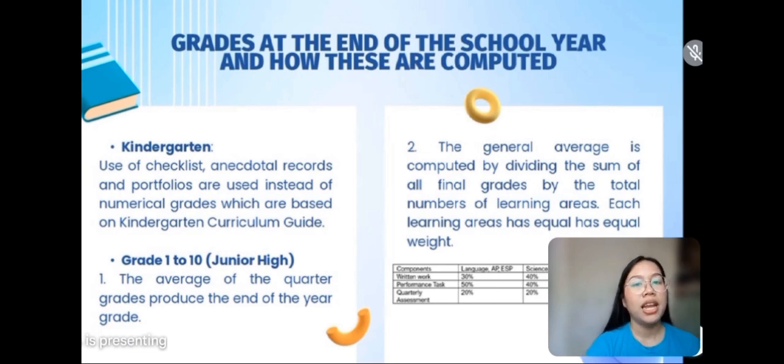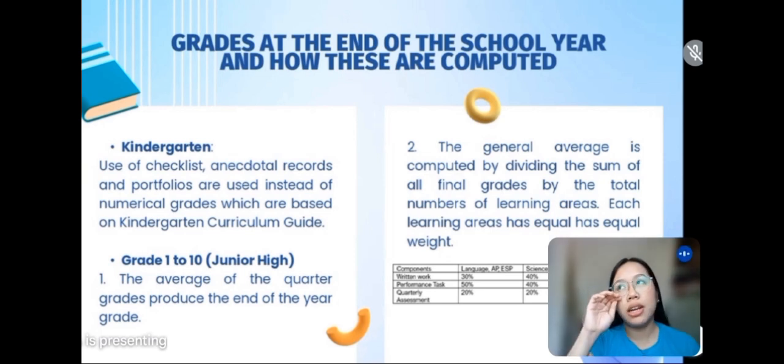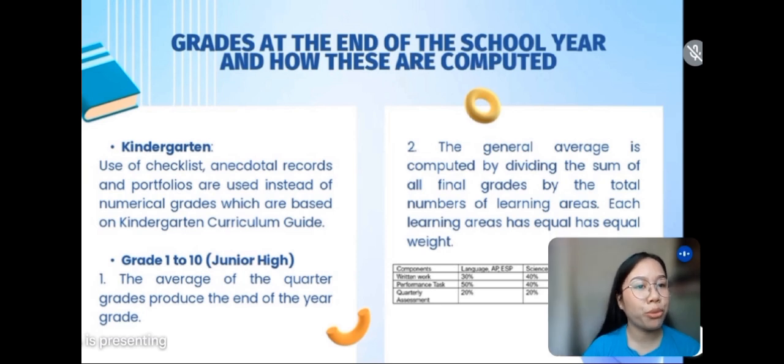In grade 1 to 10, or junior high, they grade their students by quarter grades, and they get the general average for the final grade. The components in grade 1 to 10 are usually the written works, performance tasks, and quarterly assessment. We all know that in the different subjects, they have their specific percentages for written works, performance tasks, and quarterly assessment.